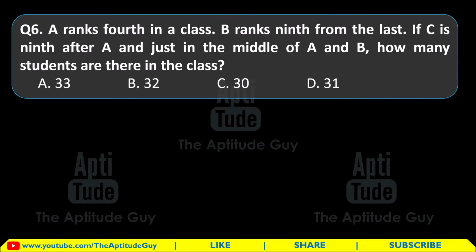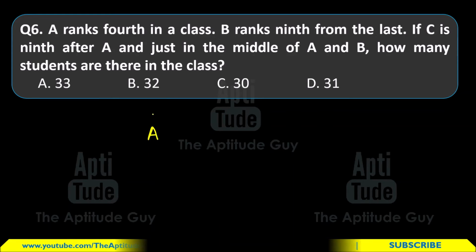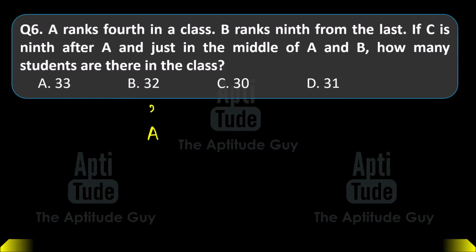All right, let's do it. A ranks fourth in a class. Okay, so A is over here. If A ranks fourth in a class, that means who comes above A? How many people above A? There are three people above A. Now, B ranks ninth from the last. Okay, so if B ranks ninth from the last, how many people are behind B? There are eight people behind B.